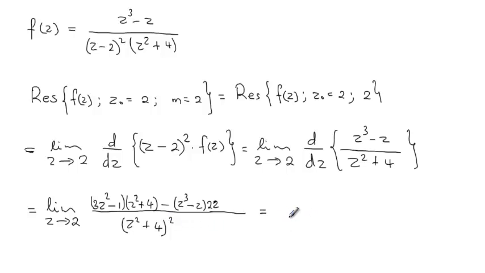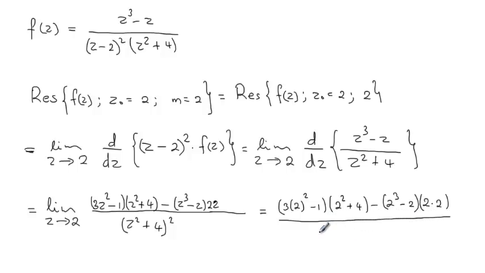And where our limit is going to be 3 multiplied by 2 squared minus 1, in brackets 2 squared plus 4, minus in brackets 2 cubed minus 2, multiplied by 2, multiplied by 2, all over 2 squared plus 4, all squared.